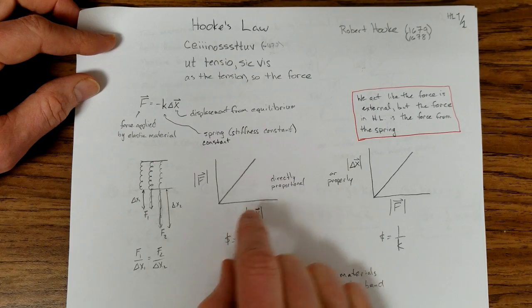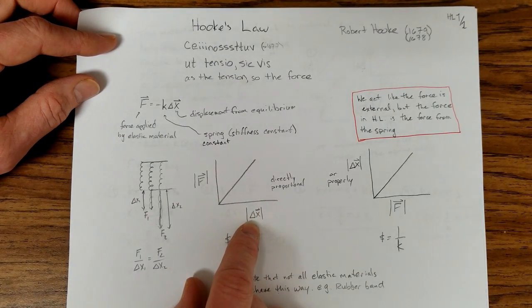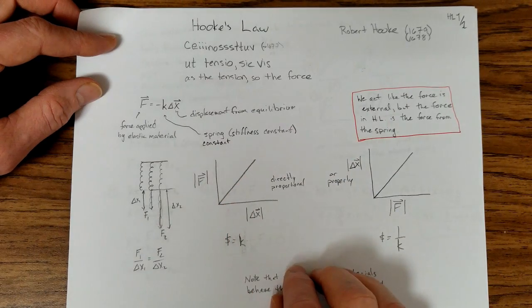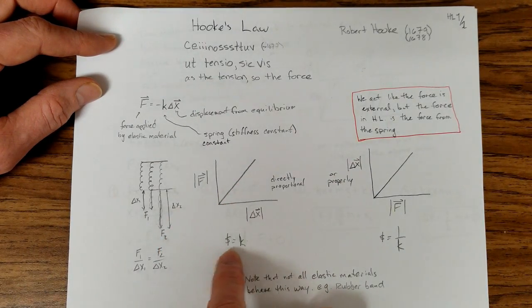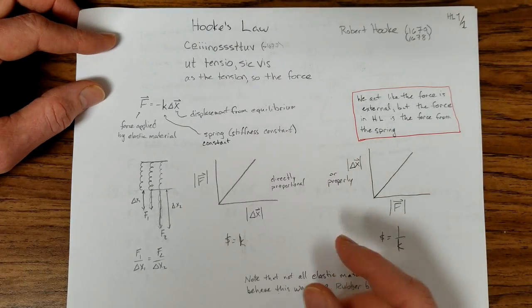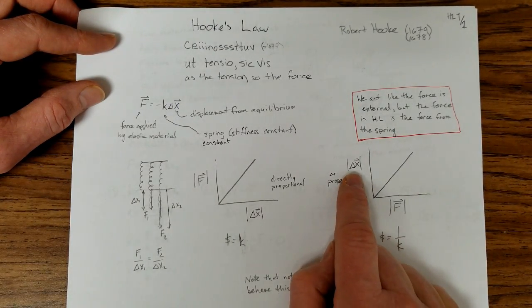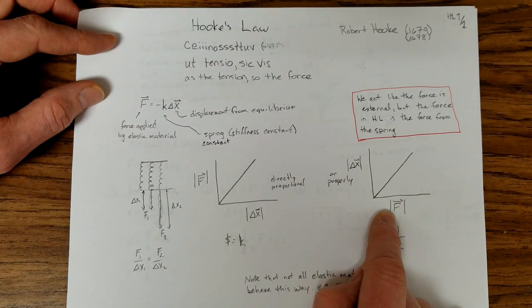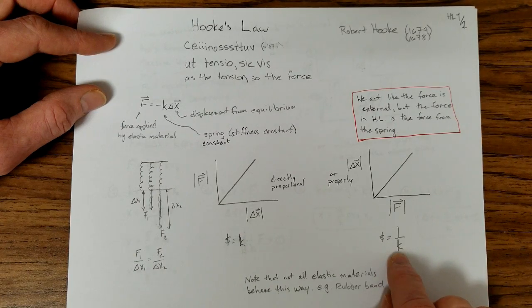So what he's claiming here is that the force and the displacement from equilibrium are directly proportional. And if you plotted this, you would end up with the slope, and that's the symbol I use for slope, equal to that spring constant. Now, if I'm applying a force and seeing how far it stretches, then how far it stretches is dependent upon the force. And so this would be the graph that you would do, in which case the slope is 1 over the spring constant.